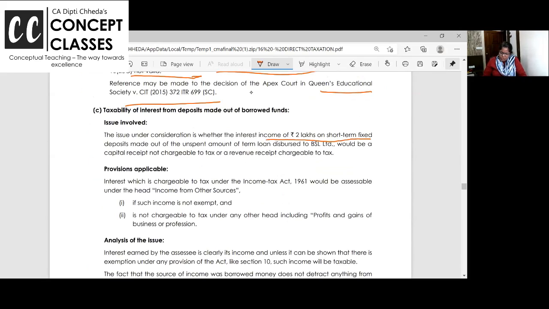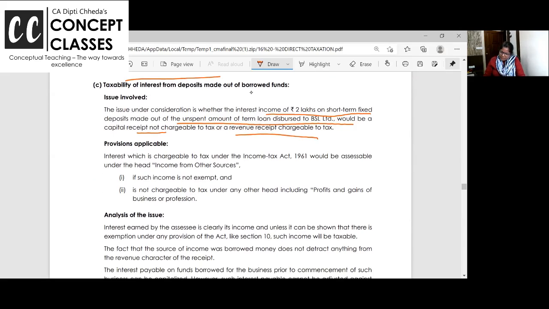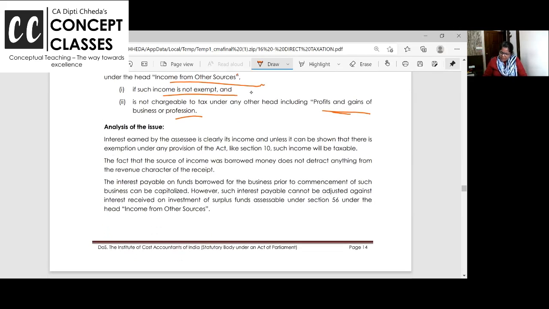The issue is whether interest income of 2 lakh on FDs would be a capital receipt or should be taken as revenue receipt and chargeable. If you take it as revenue receipt, you have to tax it. And don't say we'll tax it as business income. Interest which is chargeable to tax would be assessable under income from other sources if such income is not exempt and it is not chargeable to tax under any other head, including business income. Because expenditure also you are not putting in the business head. You are adding it to the cost of the asset. So income if you have earned, you have to pay tax on that. Interest earned by the assessee is income unless it can be shown that it is exempt.